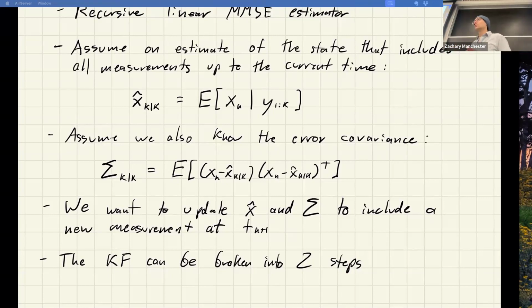Why do I care about the past measurements? Because they tell me where I am now. So here's a simple example. Let's say I only have position measurements. My state, though, is position and velocity. How do I know my velocity if I only have a single position measurement from right now? Does that make sense?